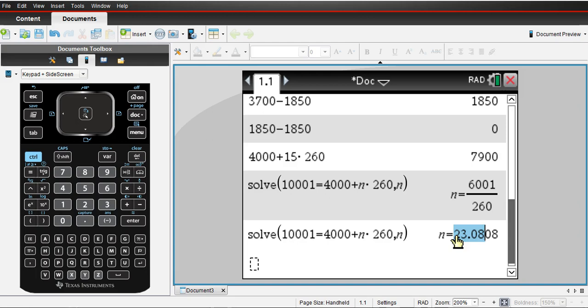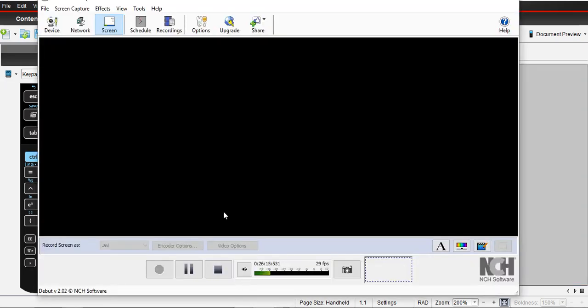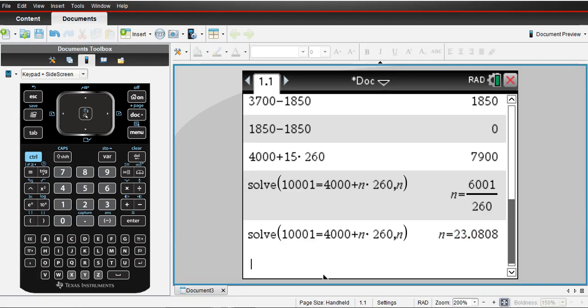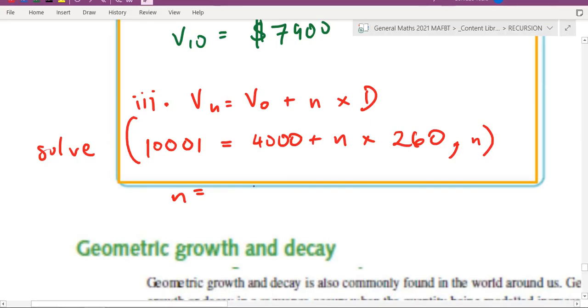Do you have your hand up? I know that's a little bit tricky to understand, but you'll get used to it as you do more of these questions. I'm just going to write: the calculator said 23.08, but round it to the 24th year. Wouldn't it just be like 23.1? If it's 23.1, they would want you to answer in whole years, generally with these questions.